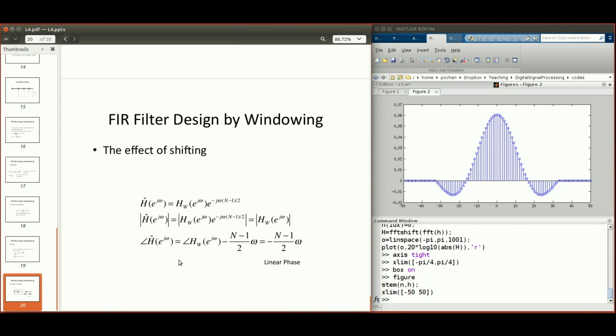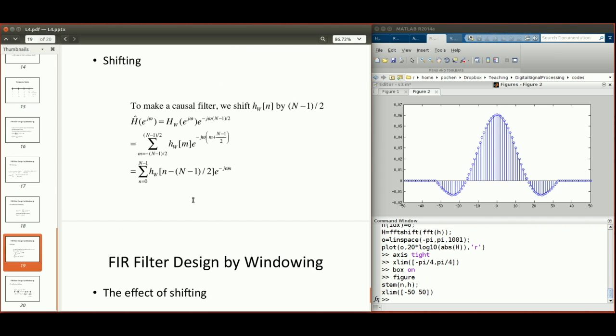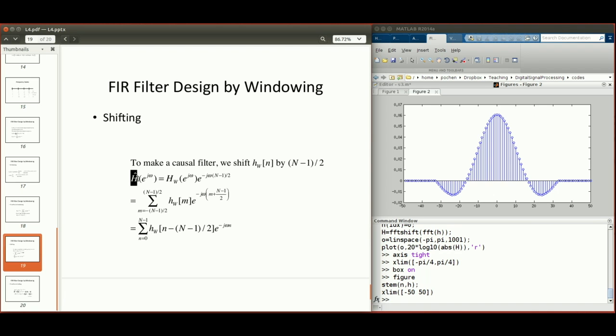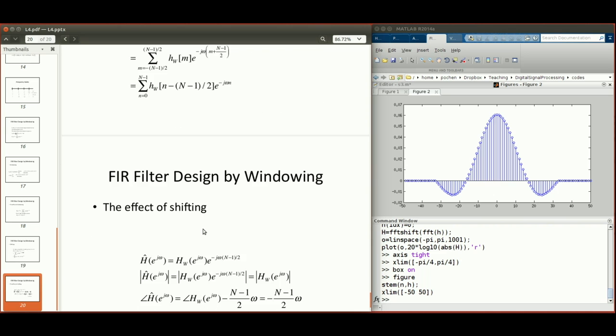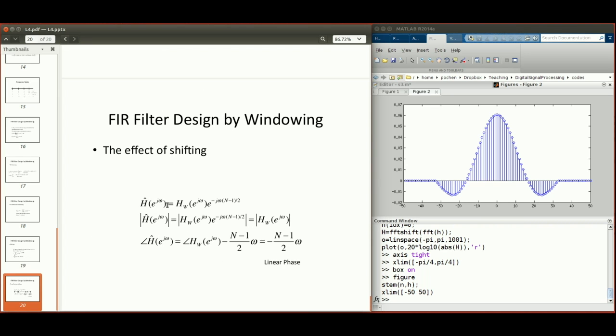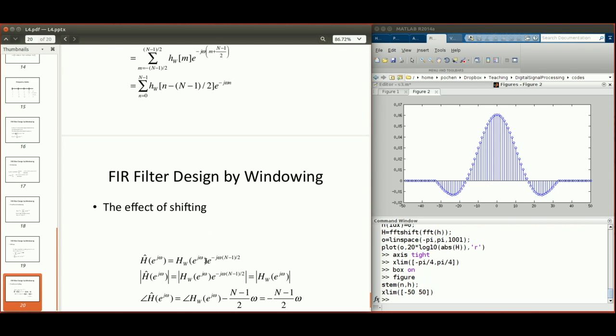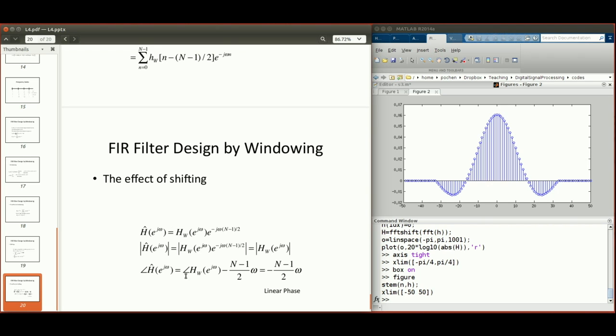So now let's look at our filter. Our filter is denoted as big H hat as a function of omega. It equals big HW multiplied with this linear phase. If we take the absolute value, the amplitude of the filter equals the amplitude of big HW. And the phase angle is a linear phase, it's just being shifted. So it's a linear phase filter, and the amount of shift is minus big N subtract 1 divided by 2.